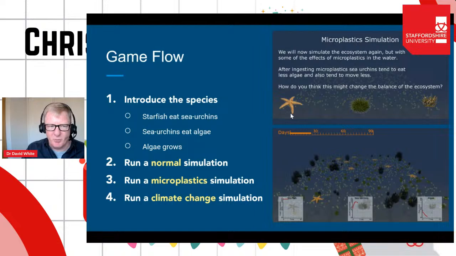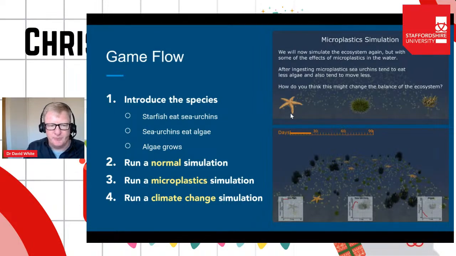So the way the game worked was, we have three species. We've got a starfish, or several starfish, we've got sea urchins, and we've got algae. And the way these species interact is basically, starfish eat sea urchins, sea urchins eat the algae and seaweed, and algae just grows. Once the sea urchins stop eating it, it just grows and grows and grows and turns into a bit of a forest.